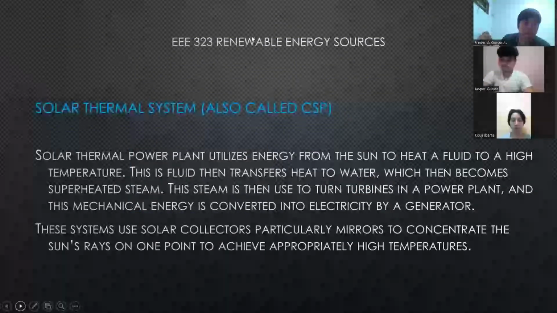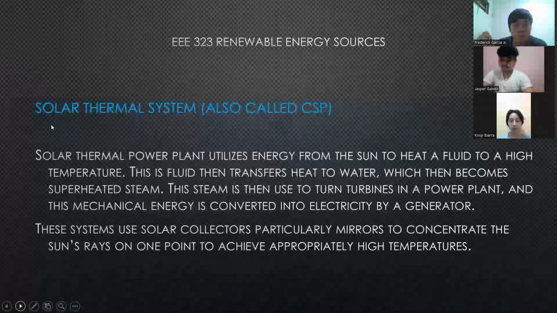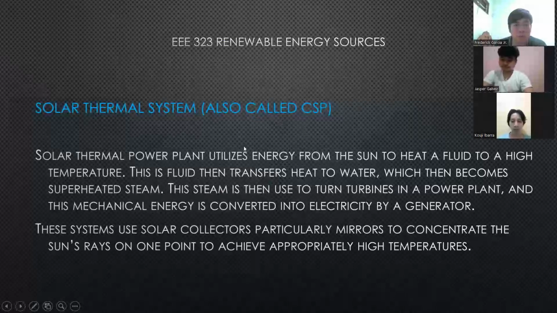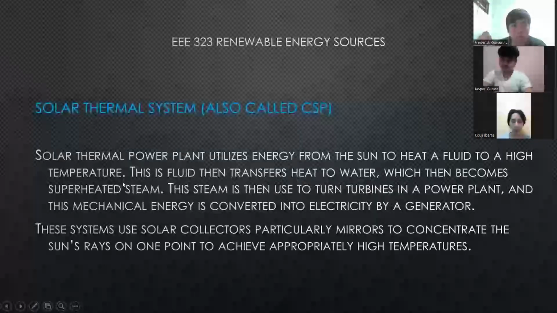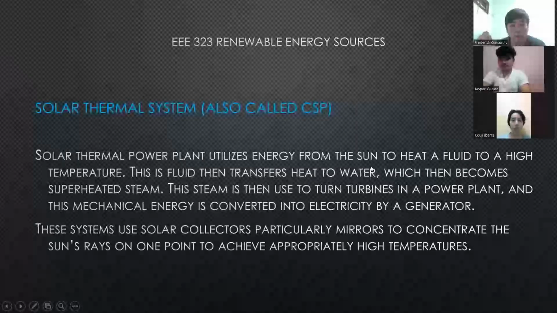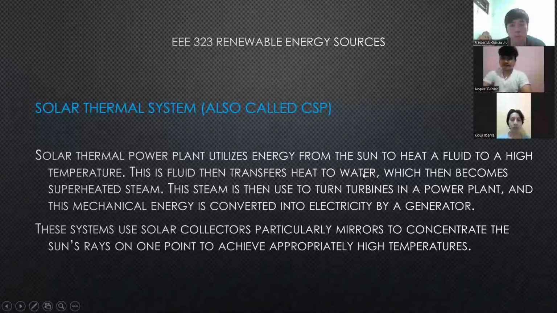Now we're done with the photovoltaic systems. Now we move on to another version of solar energy, which is the solar thermal system, also called CSP. Now, a solar thermal power plant utilizes the heat energy from the sun to heat a fluid to high temperature. Now, this fluid is then transferred into the water, which then becomes superheated steam.